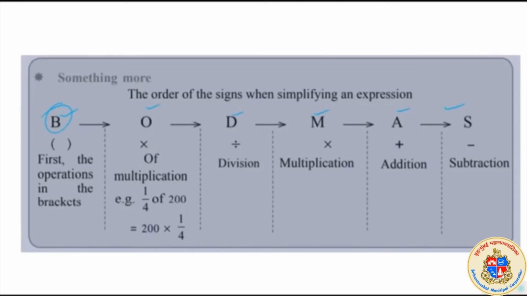Attend the bracket, and if there is anything of multiplication like half of 200 or 1/4 of 200, attend that next. Then division, then multiplication, then addition, subtraction. Division and multiplication can be interchanged according to convenience and order. Addition and subtraction can be interchanged according to position, convenience and order. That much freedom is given to you. But whenever you have any kind of sums, please do remember the BODMAS principle to be followed.